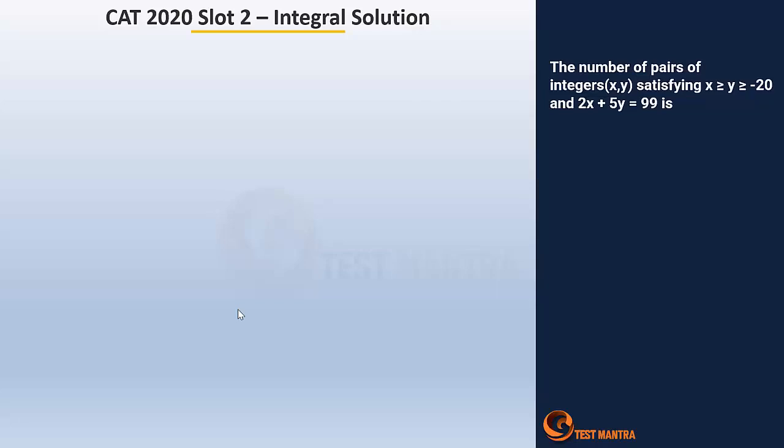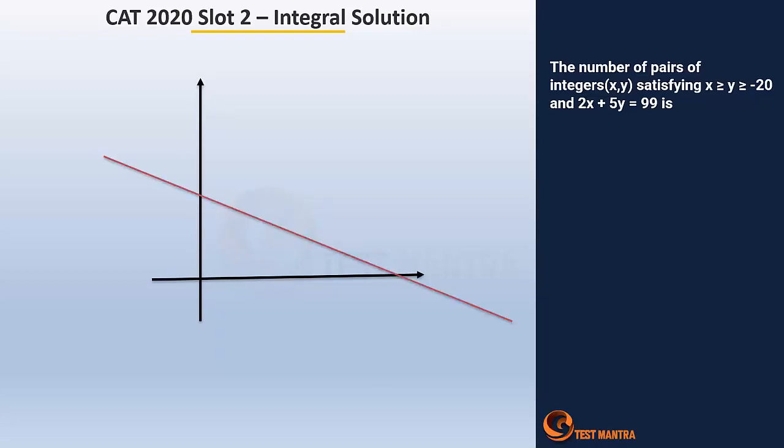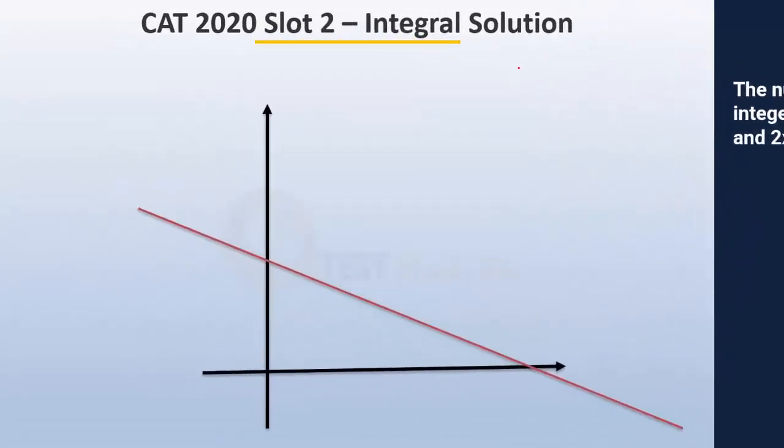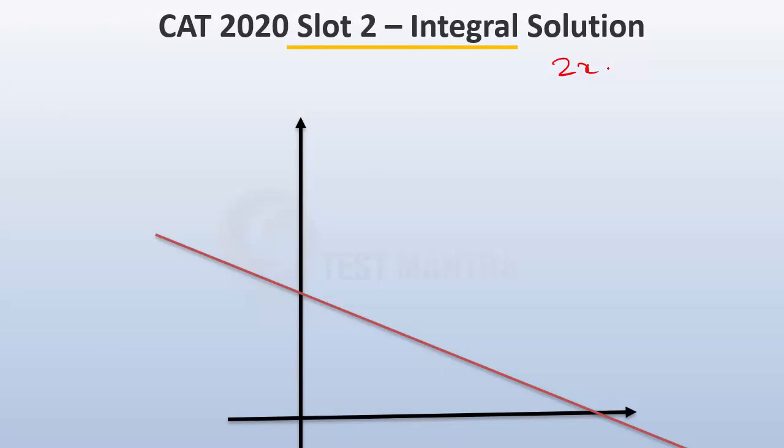So just to identify this, I'll plot a diagram here. I'll plot the equation 2x plus 5y is equal to 99. If we plot the equation 2x plus 5y is equal to 99, it will be something like this, right? And my conditions given are x should be greater than or equal to y, and y should be greater than or equal to minus 20, right? So my condition is x can at most be equal to y.